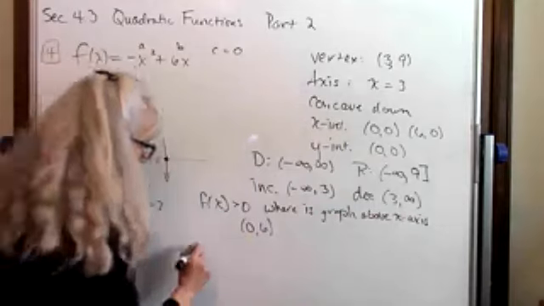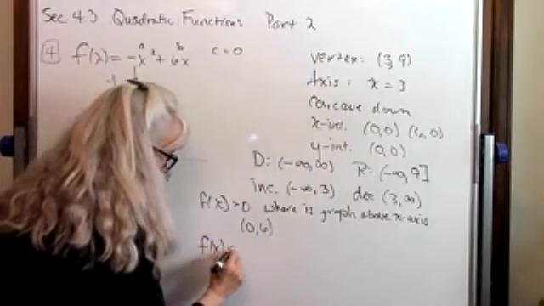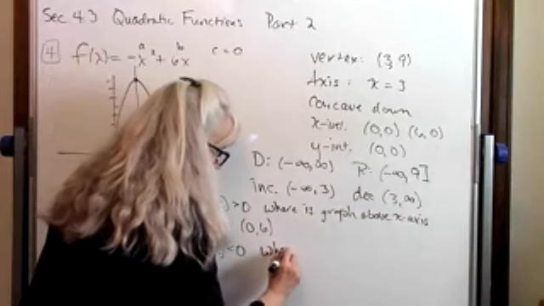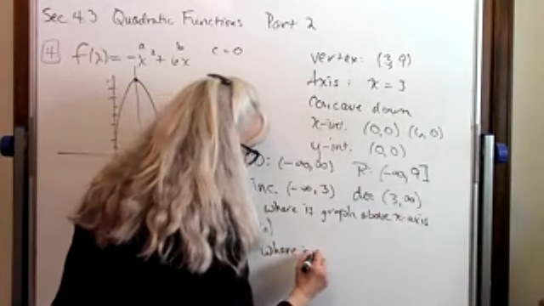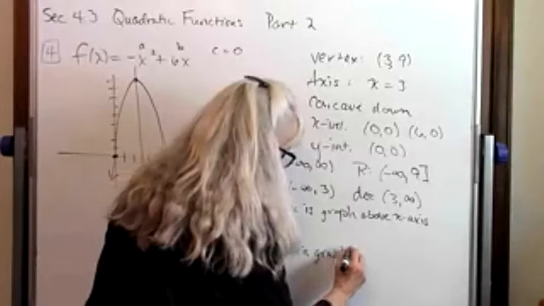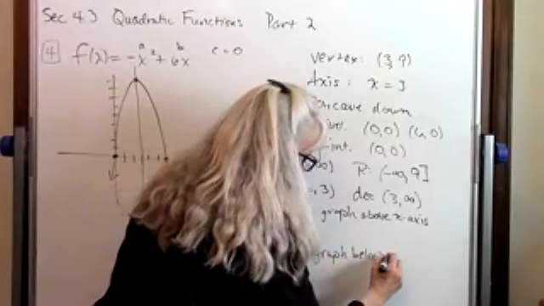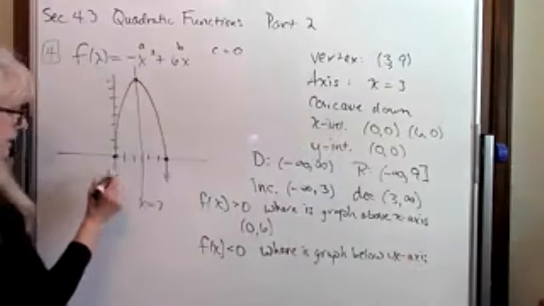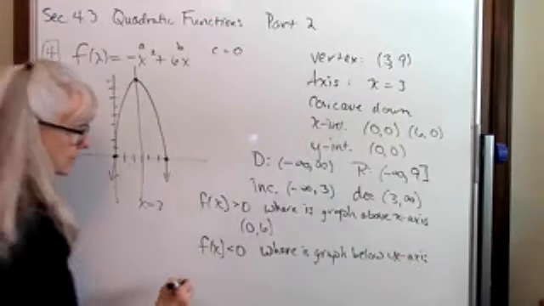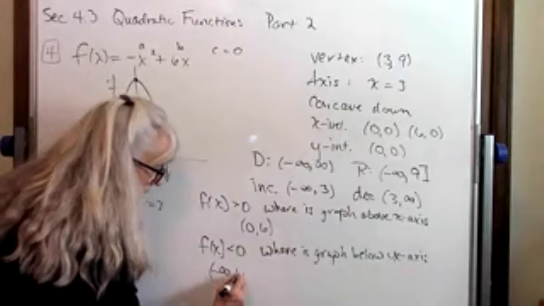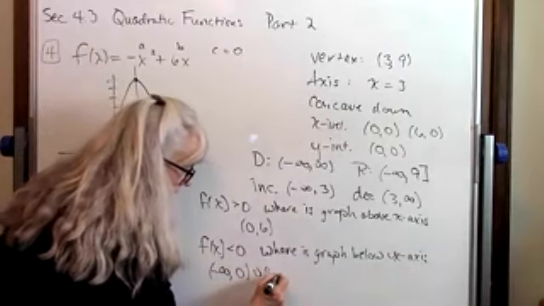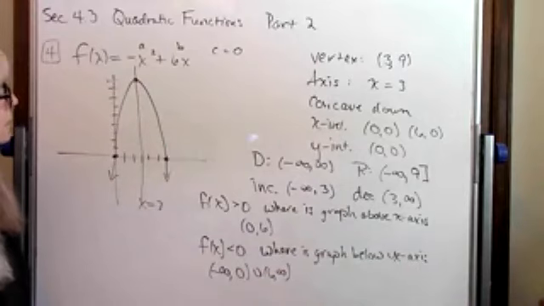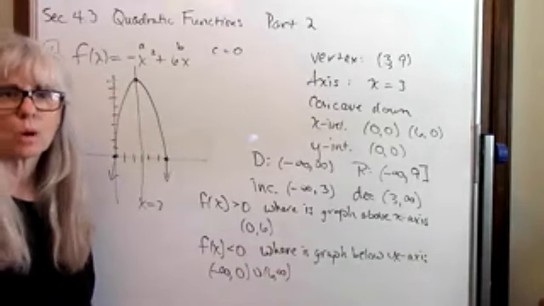They also want to know when the graph is less than 0, y is less than 0. So then this is asking where is the graph below the x-axis. Well, our picture is below the x-axis on this side and also over on this side. So from negative infinity to 0, and then again from 6 to infinity, the graph is below the x-axis. And there's our first official parabola where we worried about the width.